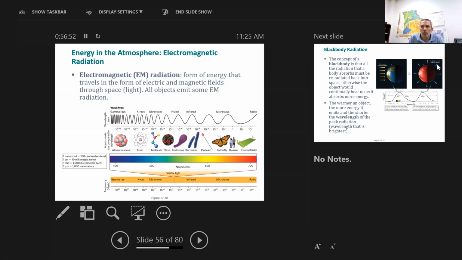And so all objects are going to emit electromagnetic radiation. My body is in fact giving off this electromagnetic radiation. The sun is giving off electromagnetic radiation. The sun is hotter than I am, and so as a result, it's going to be giving off more electromagnetic radiation, and it's going to be at shorter wavelengths. The cooler an object, the longer the wavelengths.